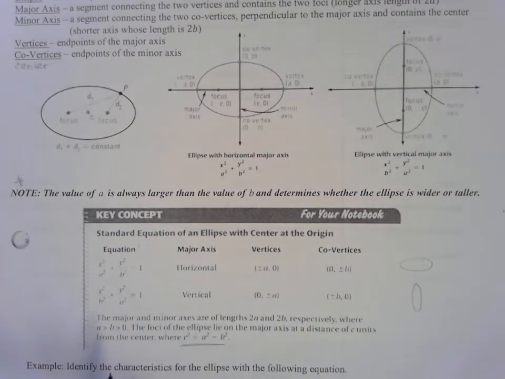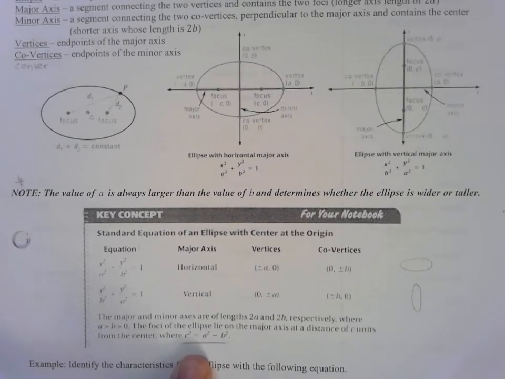So how do you find the foci? The foci of an ellipse lie on the major axis at a distance of c units away from the center, where c squared equals a squared minus b squared. Okay, so this is important because why? This is what tells you how to find the two foci. Also, this only works if a is larger than b. If b is somehow larger than a, and we subtract b squared from a squared, you get a negative number, and c squared can never be negative.